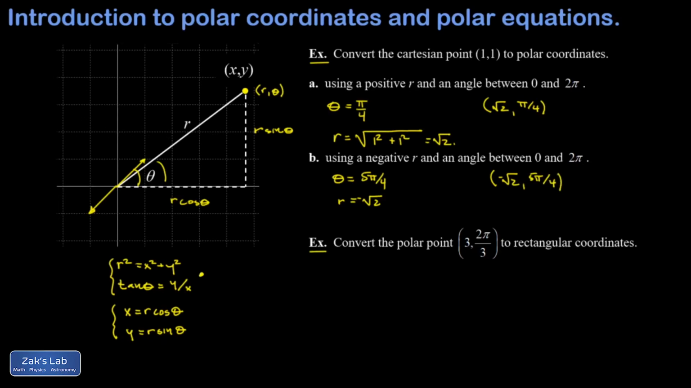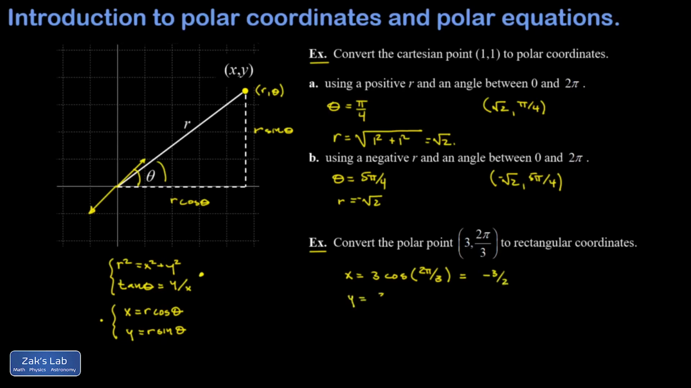In the second example, we're asked to convert from polar coordinates into rectangular coordinates. And for this, I just use my second set of equations here. The x coordinate is going to be r cosine theta, so that's 3 cosine 2 pi over 3. And 2 pi over 3 is a special angle, and the cosine is negative 1/2. So I get negative 3/2 for the x coordinate.